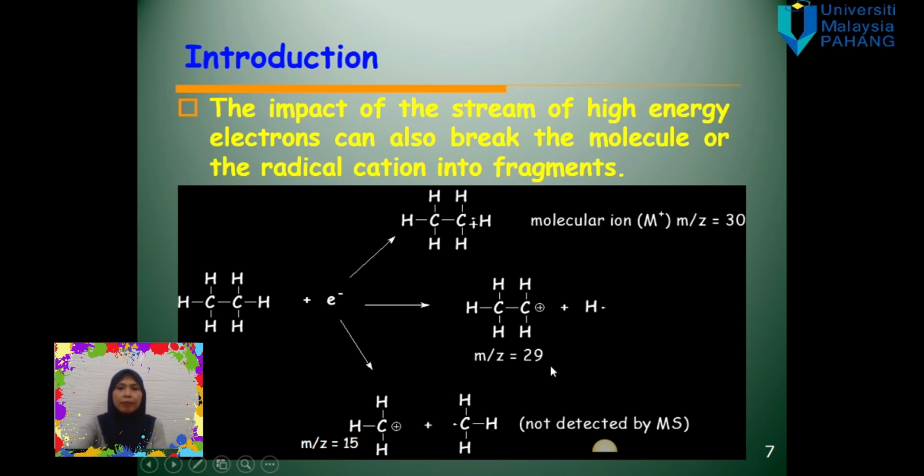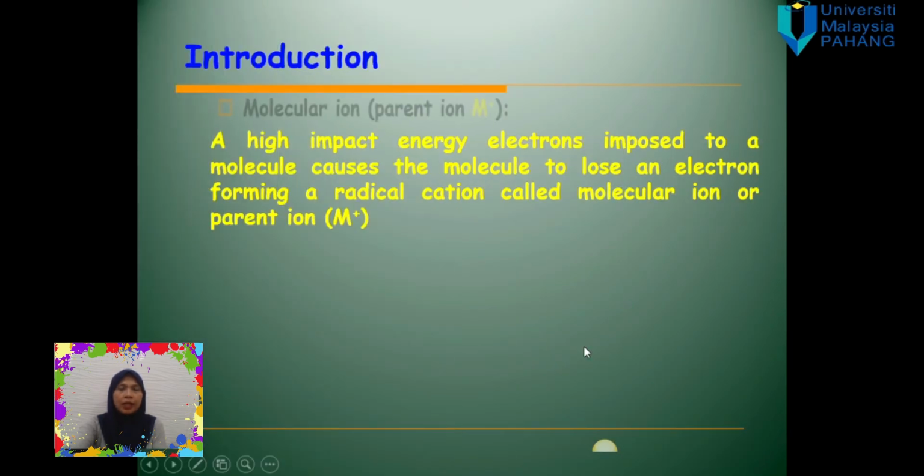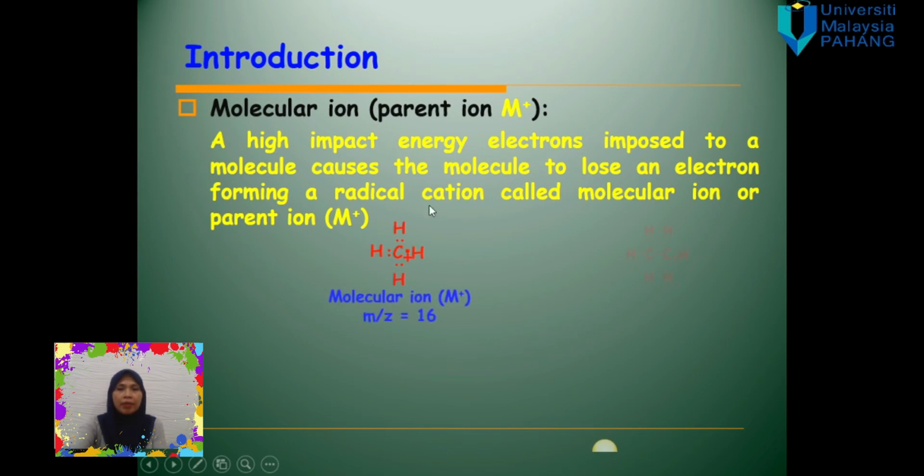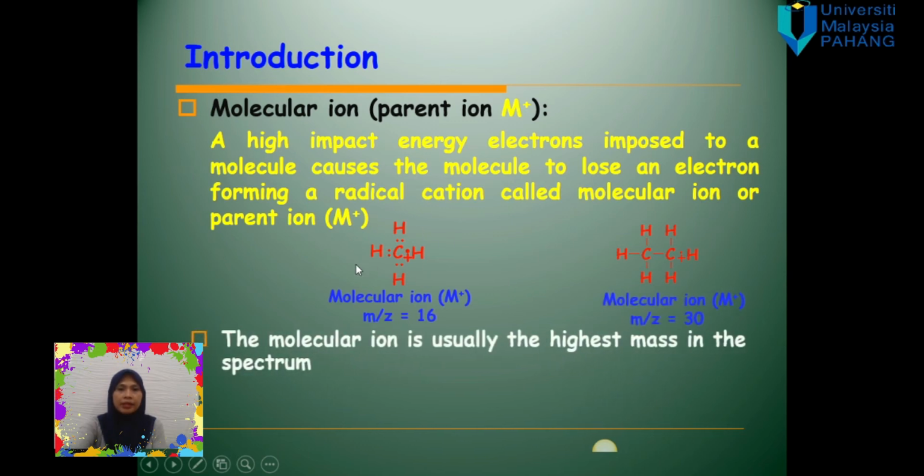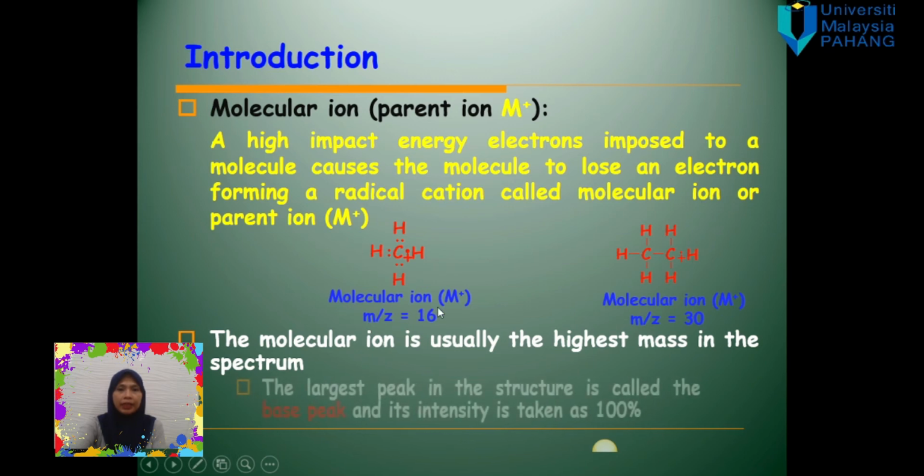Only the cation that has been written down with the m/z value appears in the mass spectrum. This one does not appear. In fact, radicals are not detected in mass spectrometry. Here, after it has been bombarded and formed the radical cation, this radical cation always appears in the mass spectrum as the molecular ion peak.